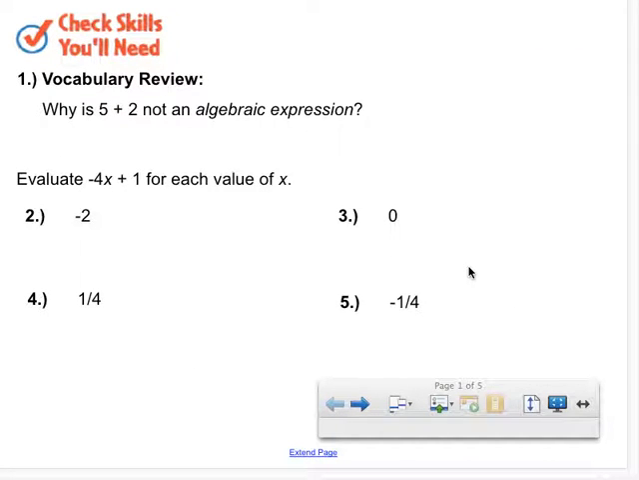Okay, this is Unit 3, Lesson 3, second semester, Math 7. Vocabulary review. Why is 5 plus 2 not an algebraic expression? Why is that not an algebraic expression? Go ahead, Jaden. Because it does not have a variable. Yes, it does not have a variable. No variables.